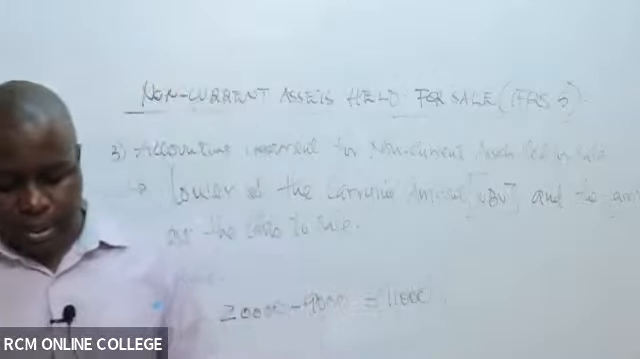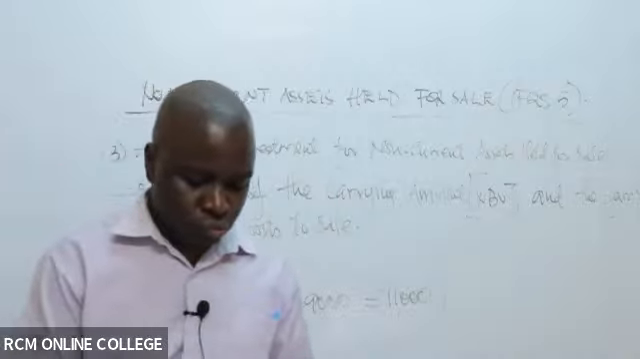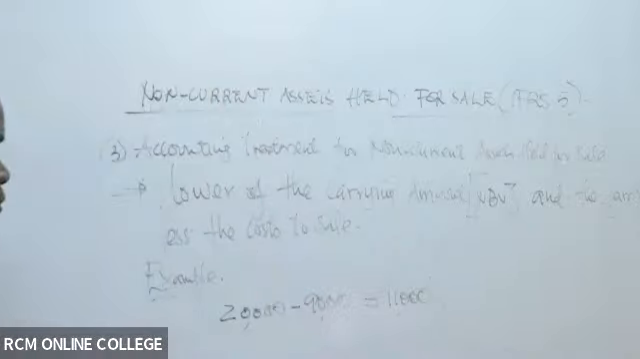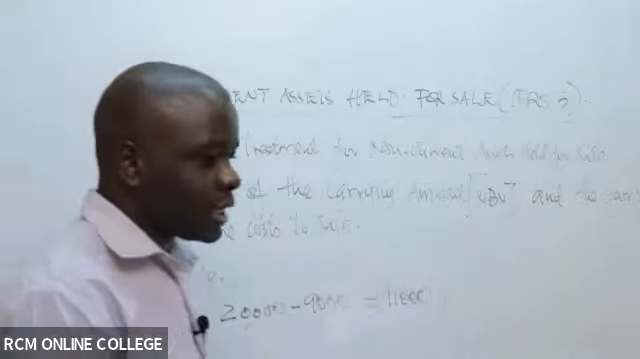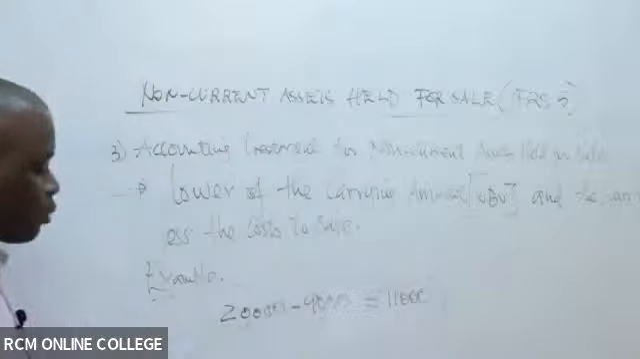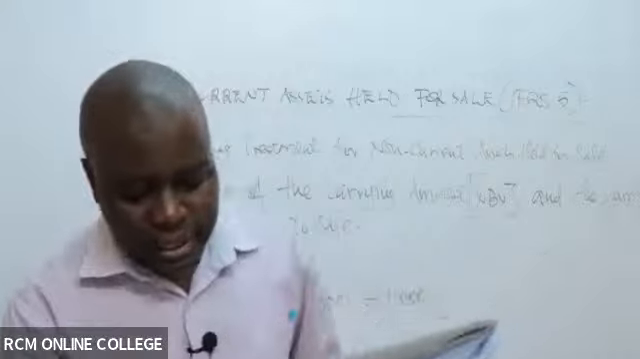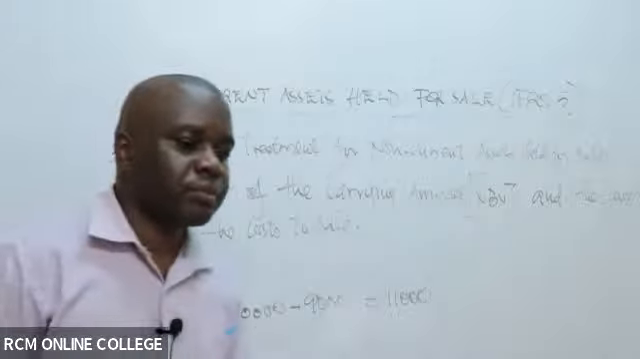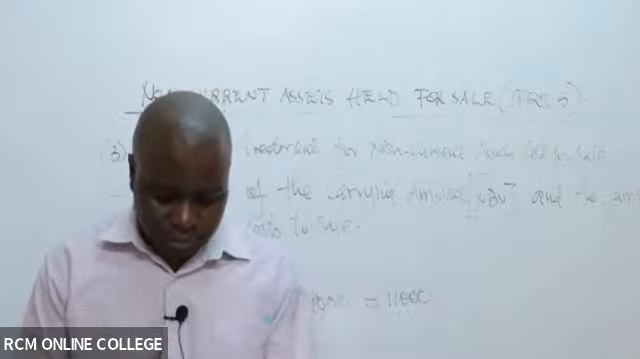Full stop. Then you write and say, suppose the fair value of the asset mentioned above, the ones we used in the example, is 12,000.